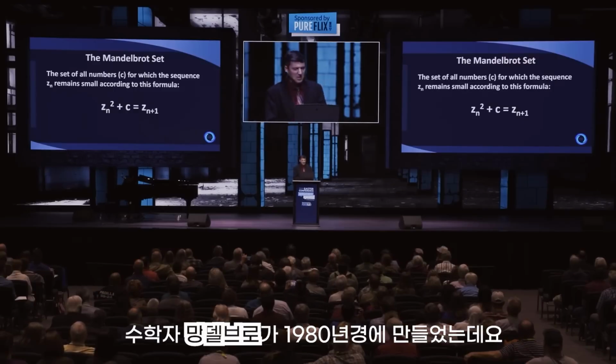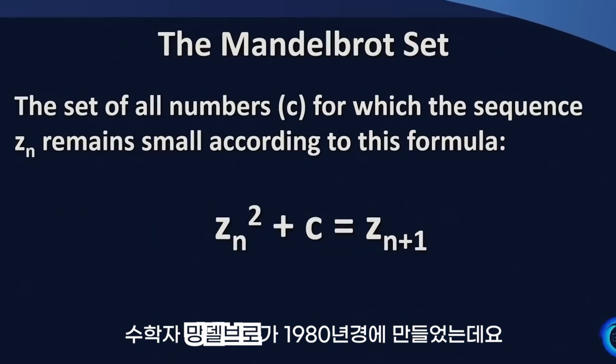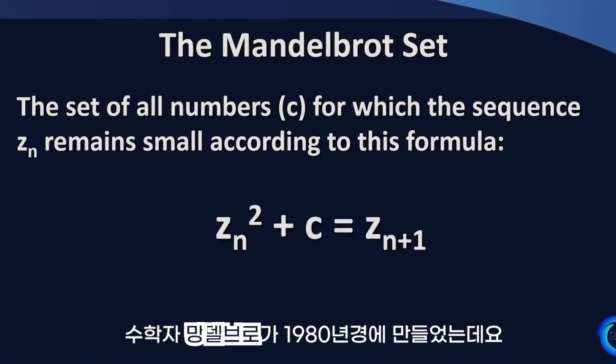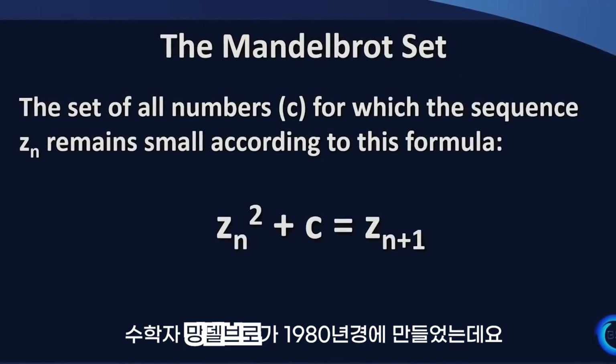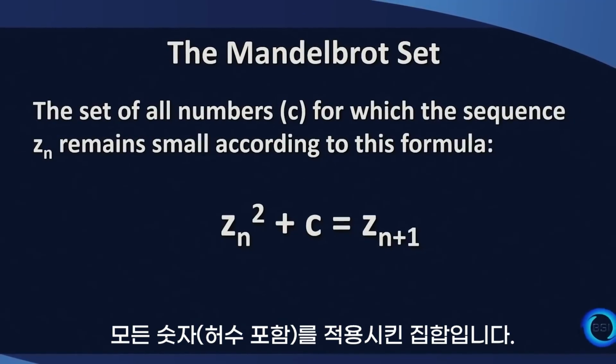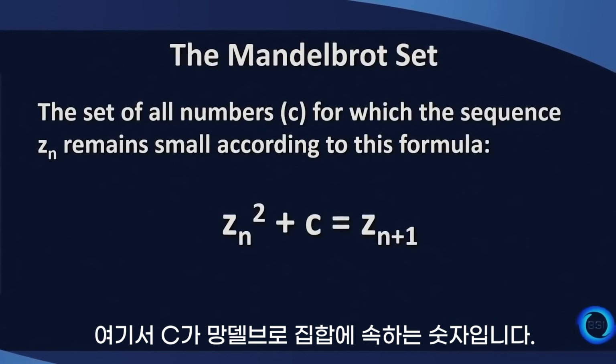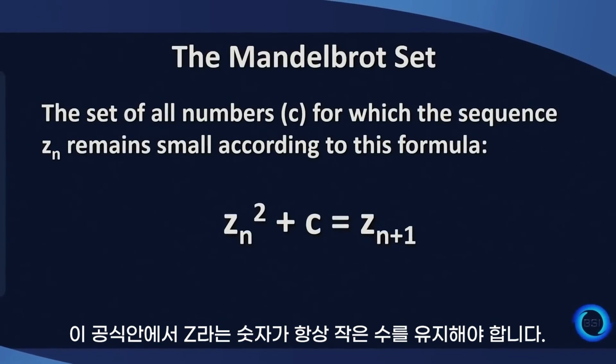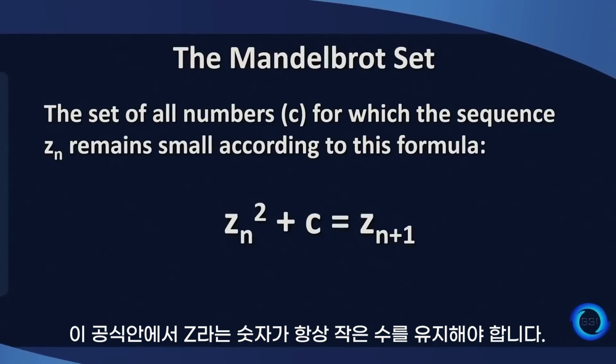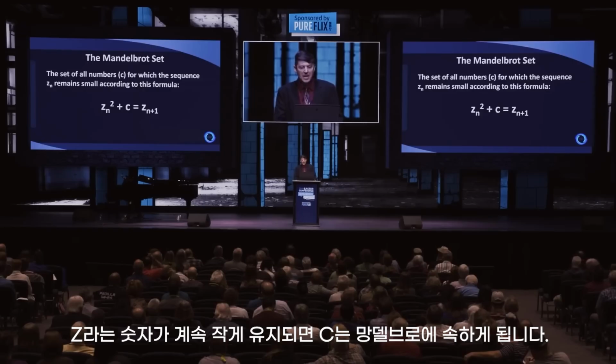This was discovered in the late 1970s, early 1980s, named after the person who really discovered this, Benoit Mandelbrot. It's the set of all numbers, C. C is a number that is potentially part of the Mandelbrot set, for which this other number, Z, remains small according to this little formula. And if that sequence of Z stays small, then the other number, C, is part of the Mandelbrot set.